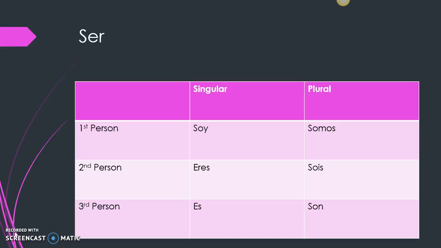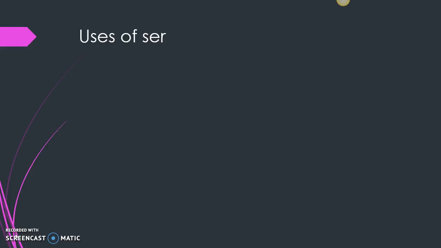The vosotros and vosotras form of ser is sois. And the ellos, ellas, ustedes, and more than one person's name form of ser is son. Next, let's review the uses of the verb ser. Remember the acronym TOPIC? This acronym can help you memorize the uses of the verb ser.